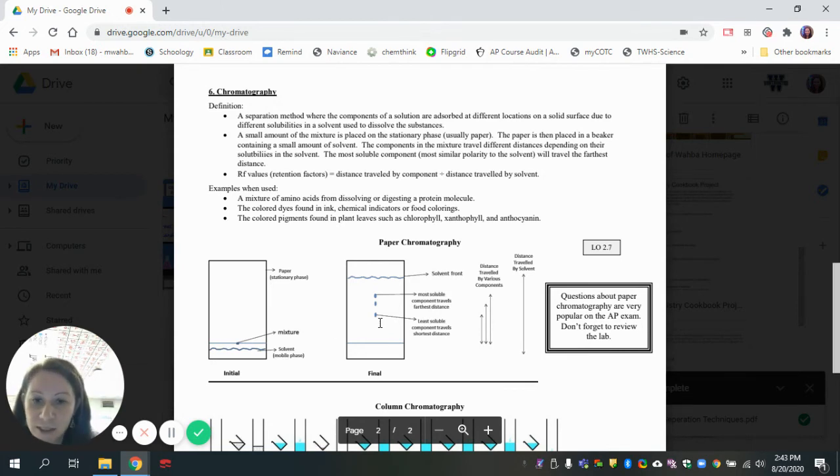So what you do, let's say I want the RF value for my lowest spot. So I measure the distance that that spot traveled, from where this line is to my spot, divided by the distance traveled by the solvent, from where the line is to the line of the liquid up here, which was water in this case. And you divide those. It's a ratio, basically.